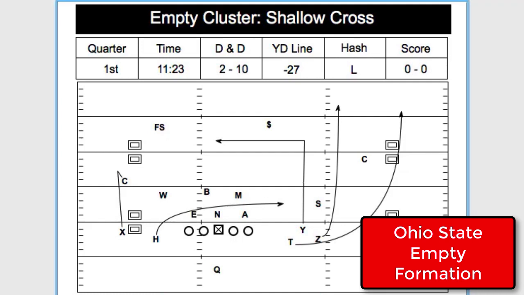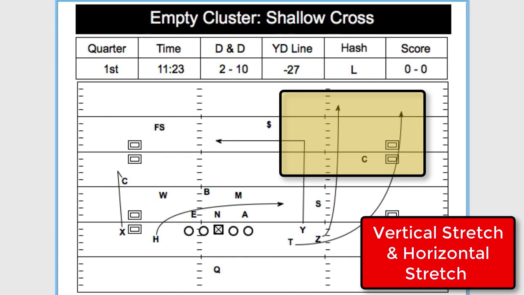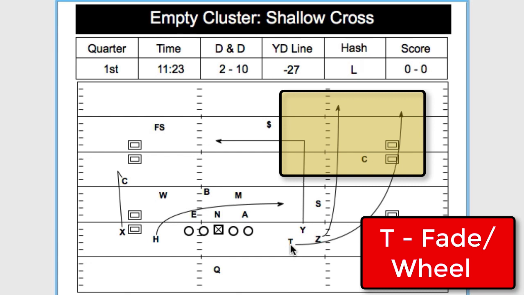Here we're going to talk about how Ohio State runs their shallow cross concept out of an empty formation. And this is a great way to stretch the defense both vertically and horizontally out of this empty formation. So right here, what they're going to do is create an additional vertical stretch by having their Z receiver on a seam right here, 2 yards outside the hash, while their running back, who's going to be the inside receiver on this cluster, is going to run a wheel.